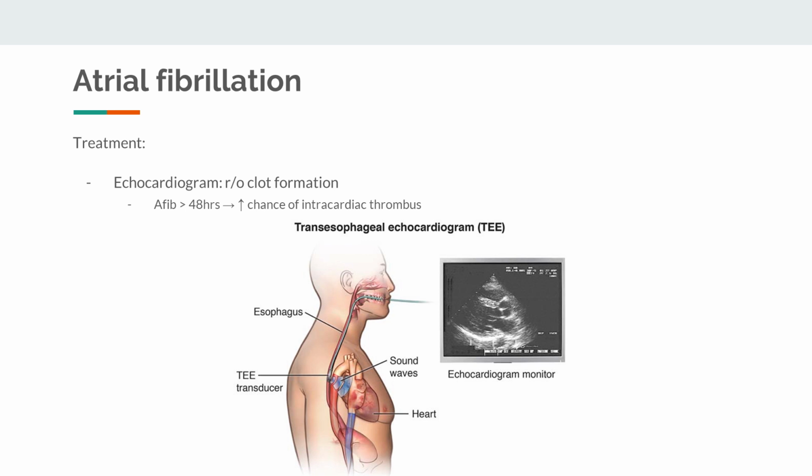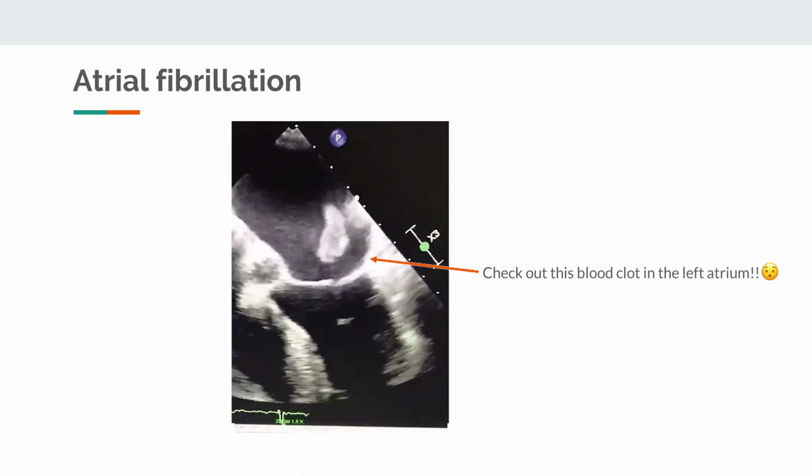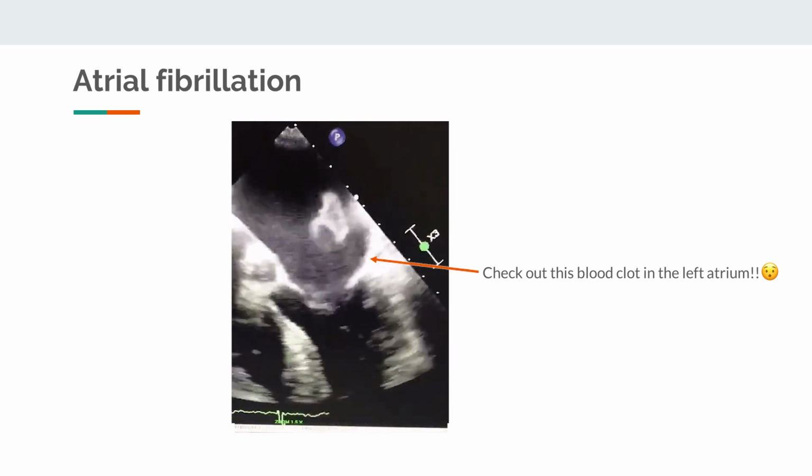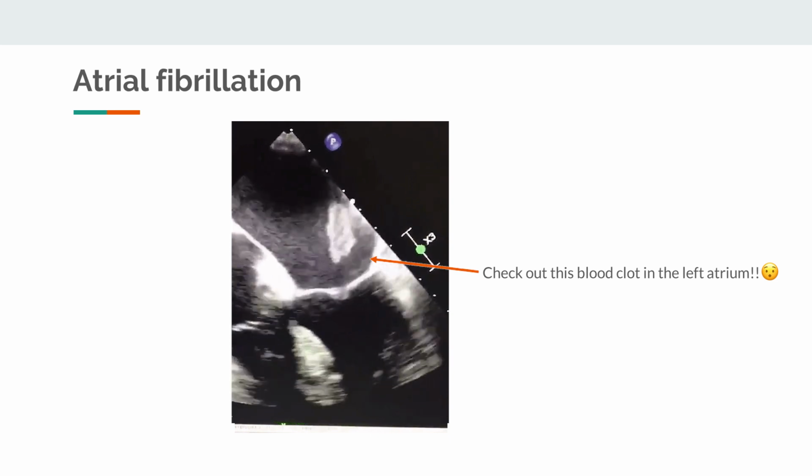If the patient has been in AFib for more than 48 hours, or if they are not anticoagulated, there's a greater chance that the patient may have developed an intracardiac thrombus. Check out this blood clot in the left atrium. Imagine what could happen if this clot got pumped out of the heart. Who knows where it could end up?